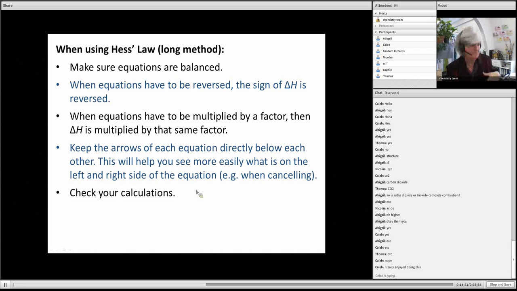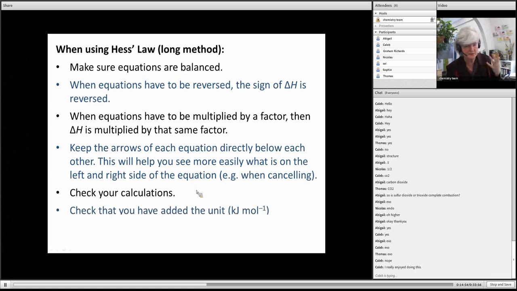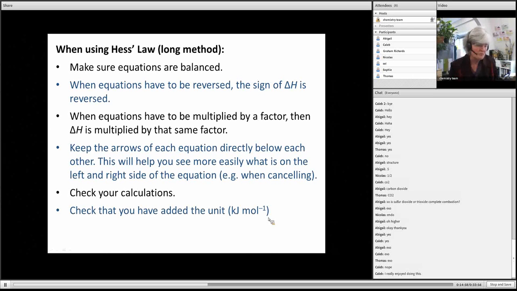And then double check your calculations. I always say do your calculations twice, because you never know when you made a mistake. And then, of course, your unit for these type of calculations is always kilojoules per mole. Calorimetry, it can be different. It's either kilojoules or kilojoules per mole, depending on what they ask for. But in these type, it's kilojoules per mole.